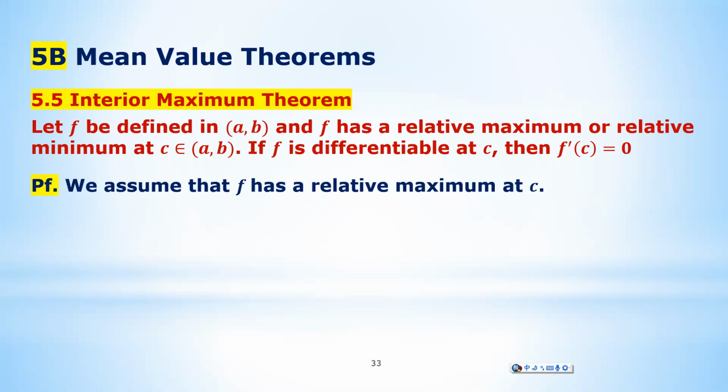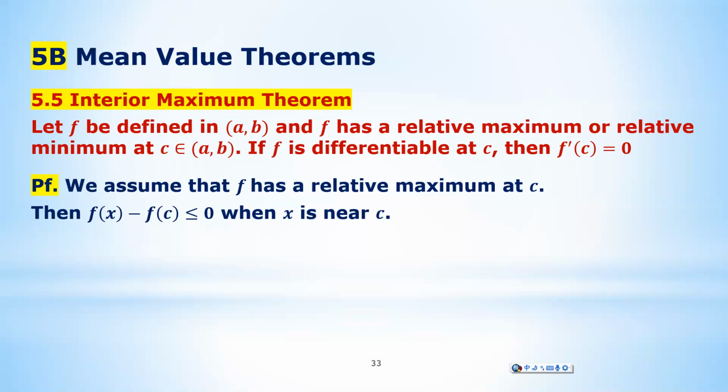Let's take the maximum as an example. I'm not going to repeat the minimum, because it's the same argument. Let's say f achieves a relative maximum at c. What this means is that f(x) minus f(c) is less than or equal to 0 when x is near c. Why? Because f(c) is the local maximum and dominates the surrounding values. So f(x) minus f(c) cannot become positive.